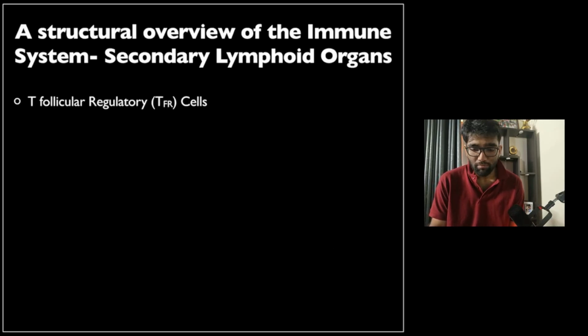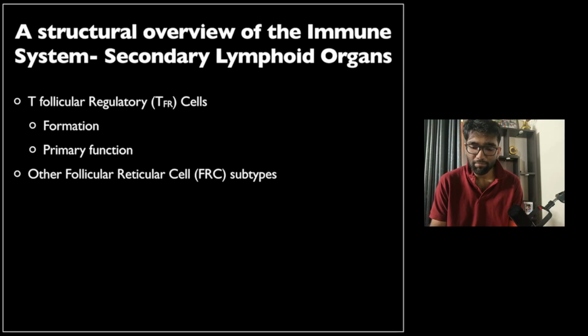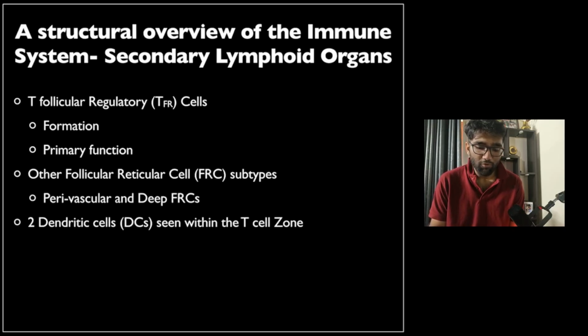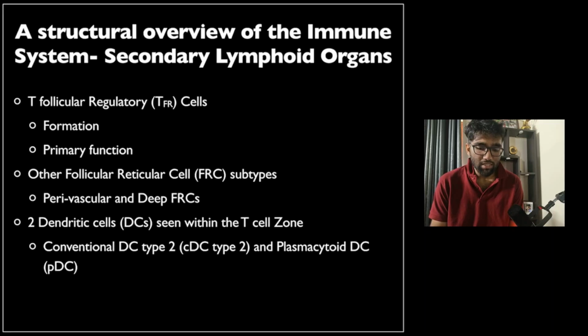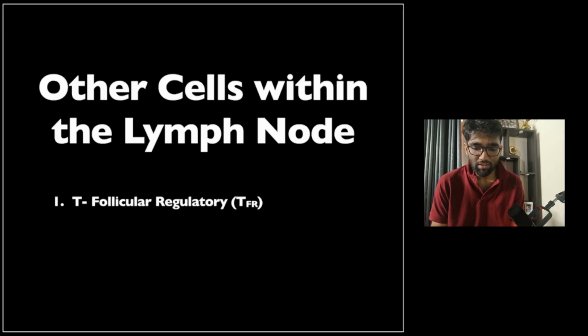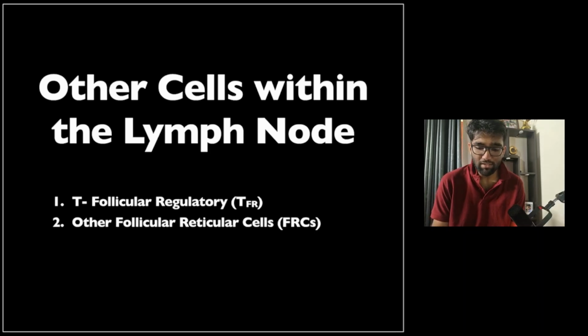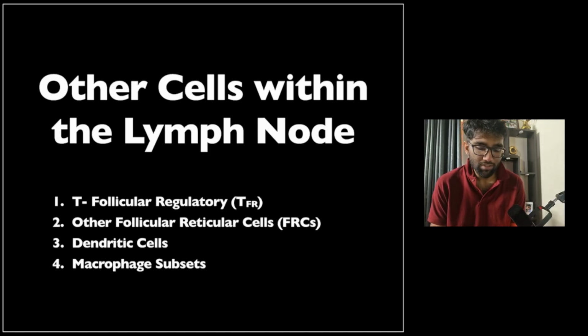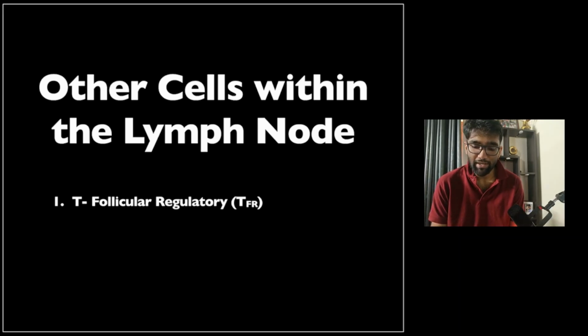In this video, we'll be talking about the following topics. We'll talk about T follicular regulatory cells, their formation and primary function. We'll talk about other follicular reticular cell types, that is perivascular and deep follicular reticular cells. We'll talk about the two dendritic cell types present within the T cell zone, although I'll not go into the details of their structure and function. That is conventional DC type 2 and plasmacytoid dendritic cells. We'll talk about some cell types that are not usually present within the lymph node, whose presence is actually considered pathological. So the other cells within the lymph node are T follicular regulatory cells, other follicular reticular cells, dendritic cells, and macrophage subsets. We are specifically going to start with T follicular regulatory cells.